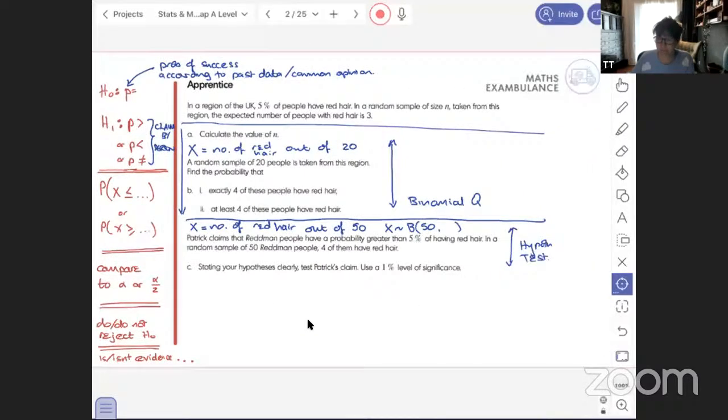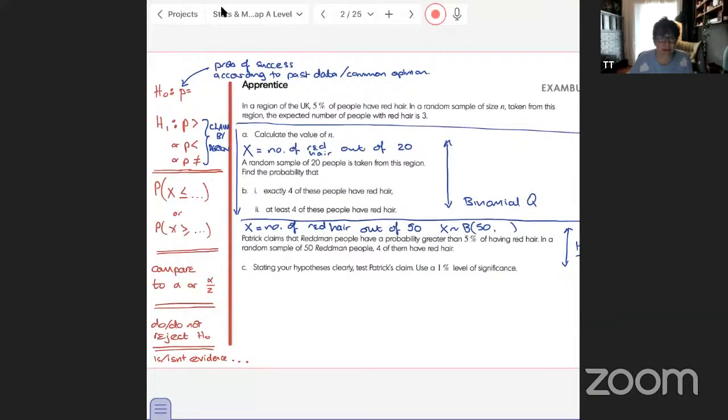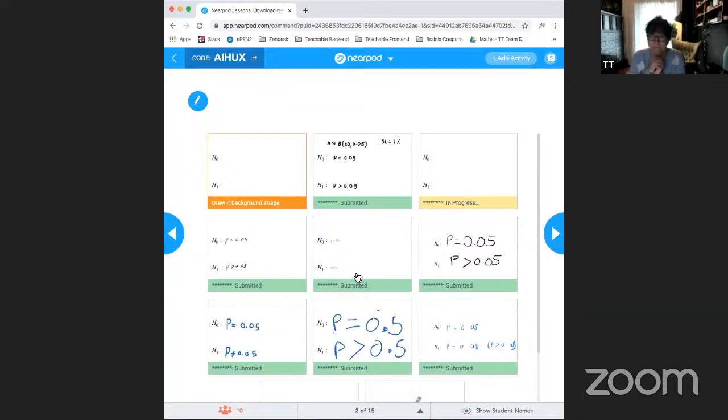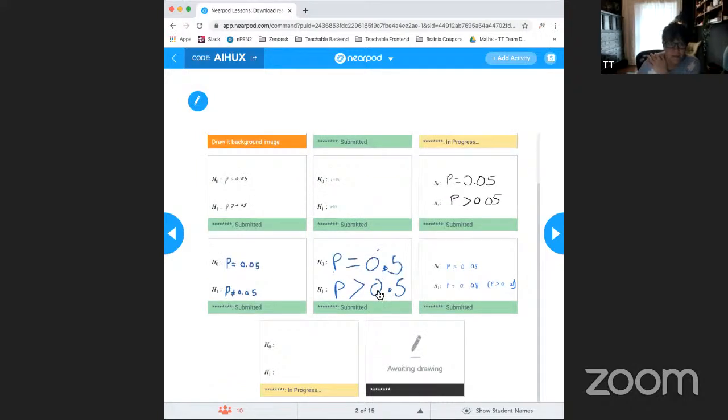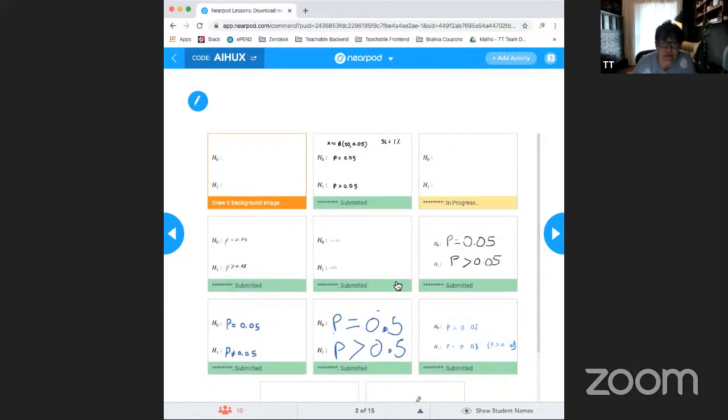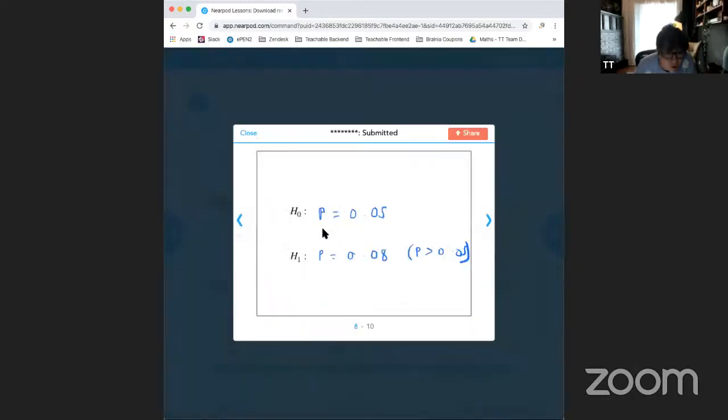Okay. How do I reveal my answers? Like this. Okay. So we have got, and there's more down here as well. We have got P is 0.05, is categorically agreed by everybody. And then if you have a look at the alternative hypotheses, we've got P is bigger than, P is bigger than, P is not equal to, and this one down here I think says equals 0.08. So that's an example of something it might be.